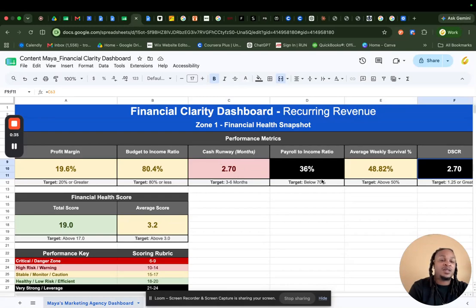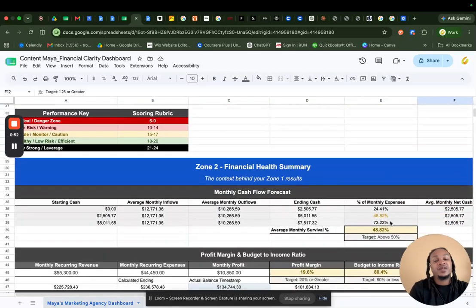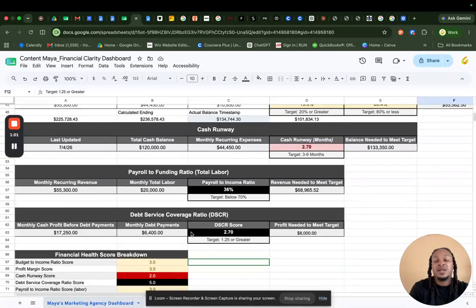Underneath each of these metrics, there is a target. So any owner in here can tell where they need to be performing for each of these metrics. For DSCR, we want to be at 1.25 or greater. So I'm going to go down to my summary section to see how you get to the DSCR score. DSCR is calculated by operating cash divided by monthly debt payments. In other words, monthly cash profit before debt payments divided by your total monthly debt payments. In this case, $17,250 divided by 6,400 is going to give you 2.7.